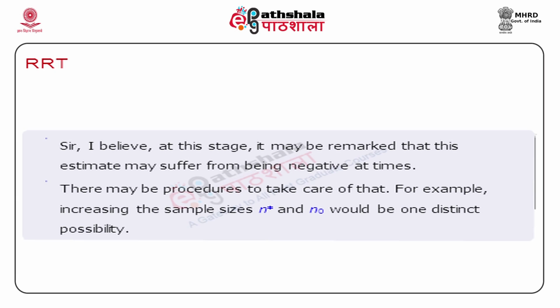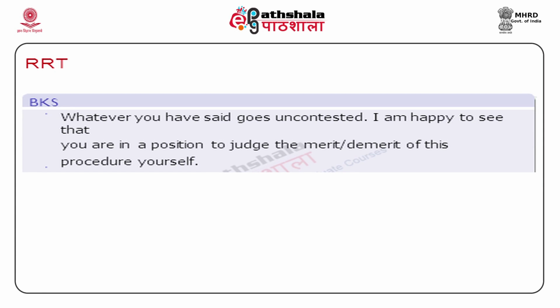Oh, okay. So you wanted to know if there is any possibility of increasing the precision by increasing the sample sizes n0 and n star. n0 is the common number for the additional respondents, and n star is the number for every single block. Whatever you have said goes uncontested. Naturally, there are ways of increasing the precision by increasing both n star and n0.